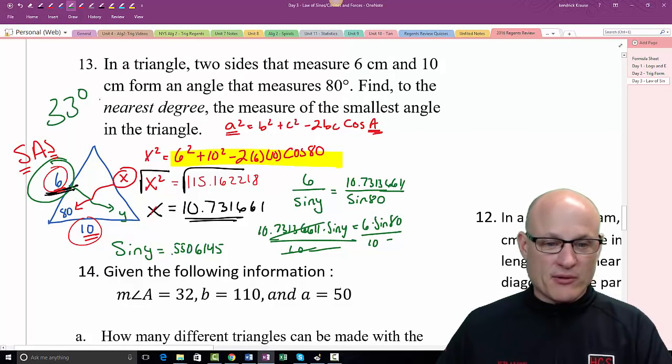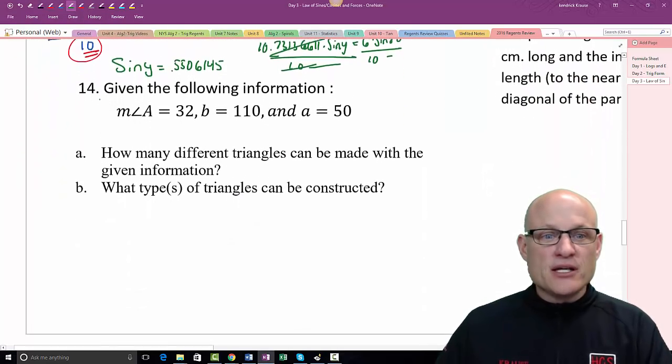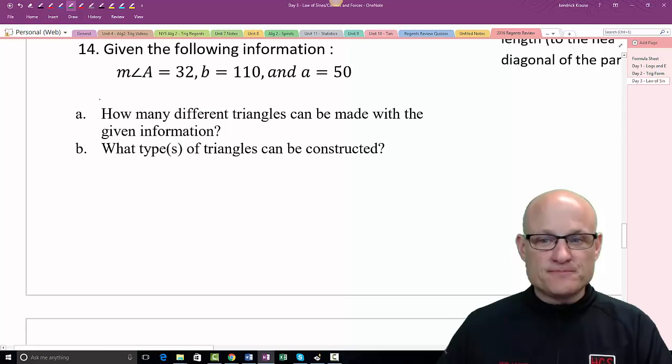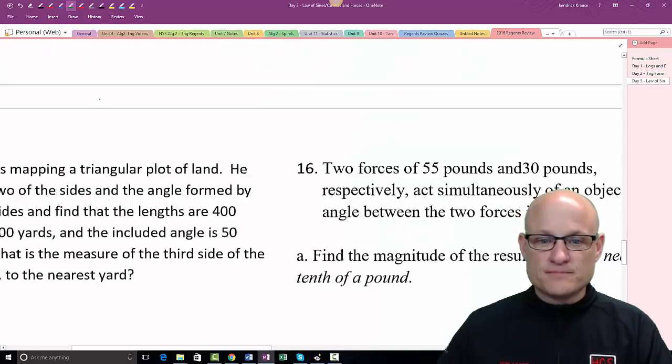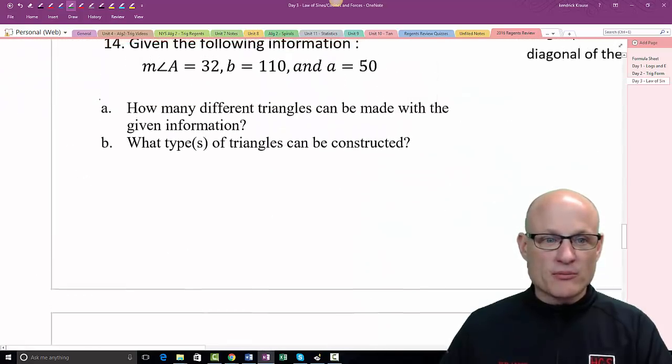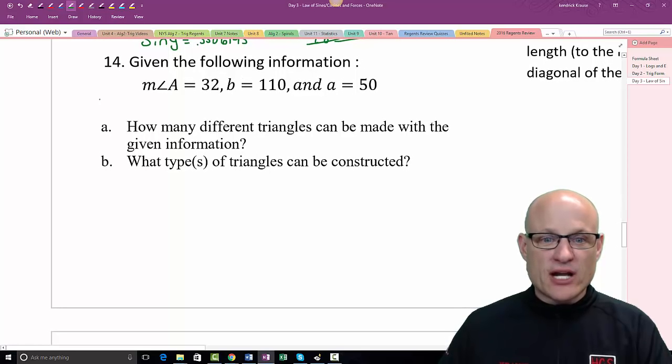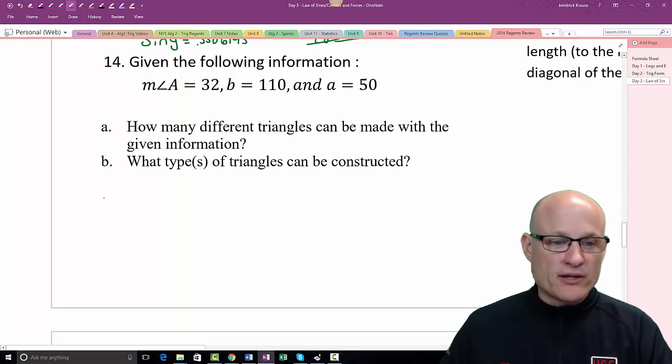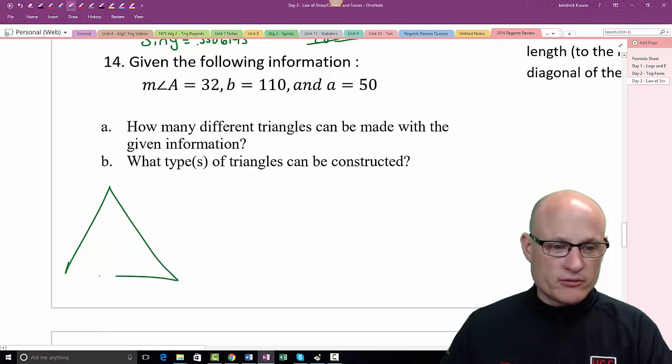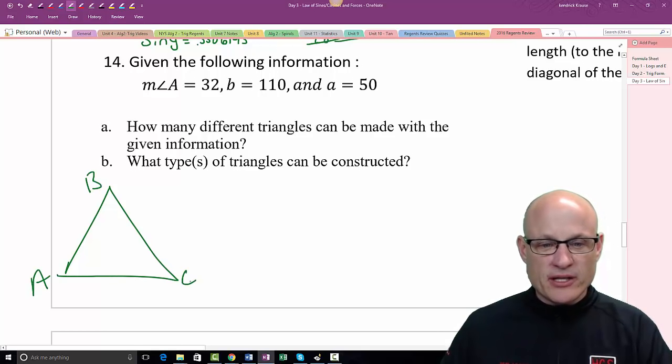I didn't leave much room for that one. Sorry. Given the following information, oh my gosh, there are so many more problems. Given the following information, how many different triangles can be made with this? Okay, so we'll start with this. A, B, C. This is going to be an interesting problem.